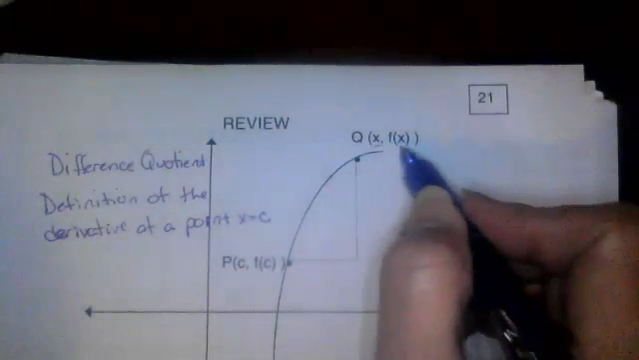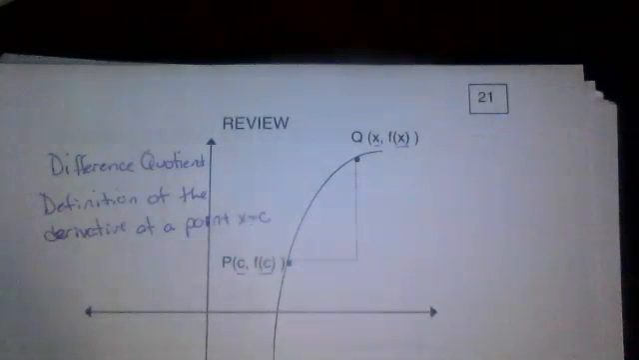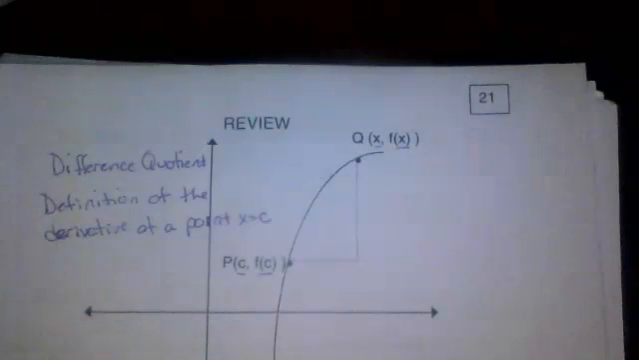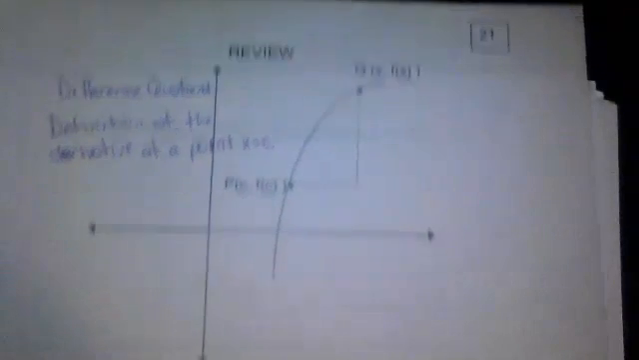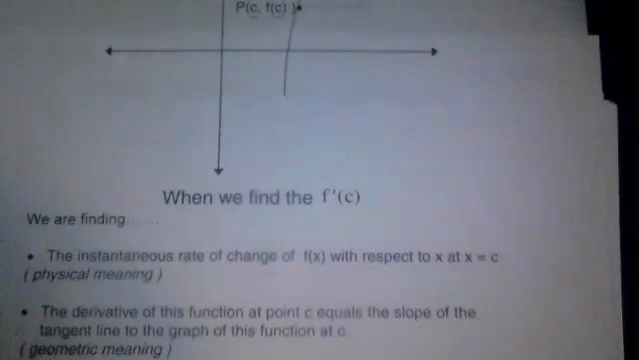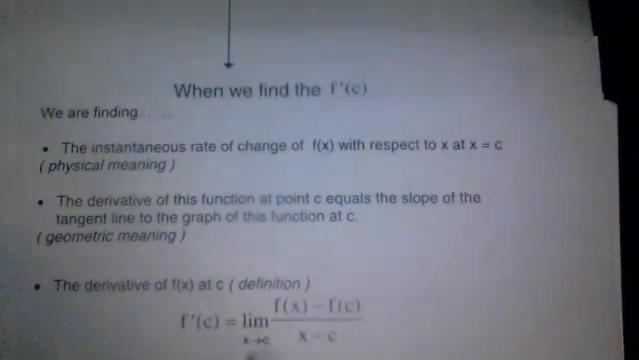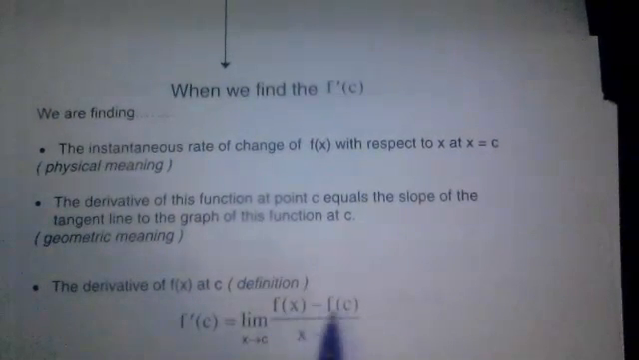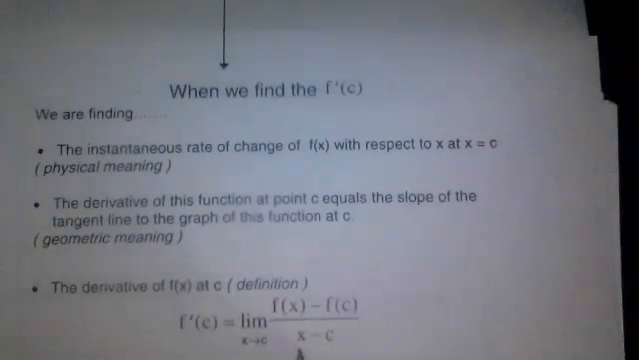Here's our values, x and f of x, c and f of c. And so what we determined was that we could find the derivative at point c, which was the instantaneous rate of change, or the derivative, by taking the limit as x approaches c of f of x minus f of c over x minus c. And we've done several equations like this, and we've written the equation of the tangent line. So I hope we're getting pretty comfortable with this form of the definition.